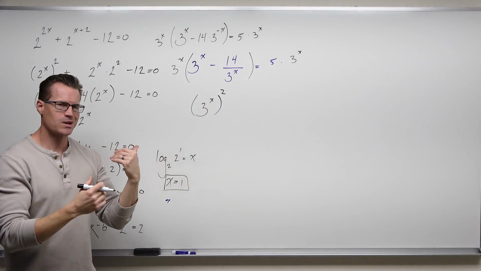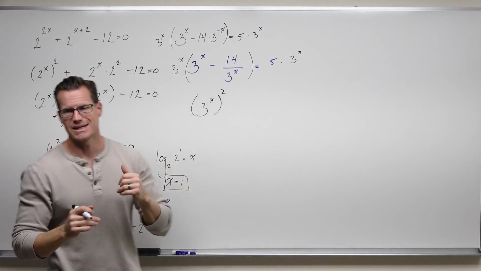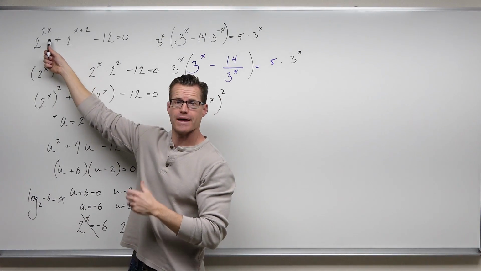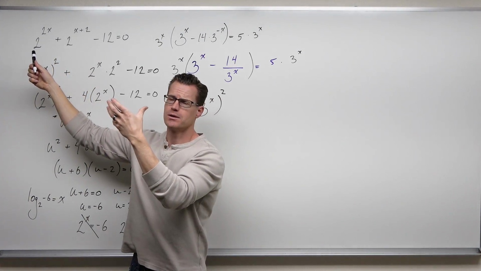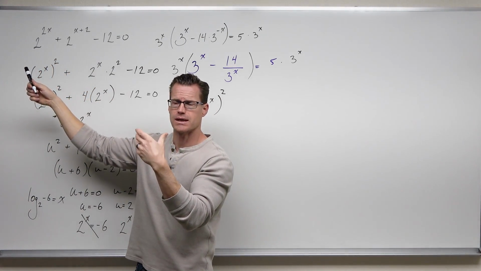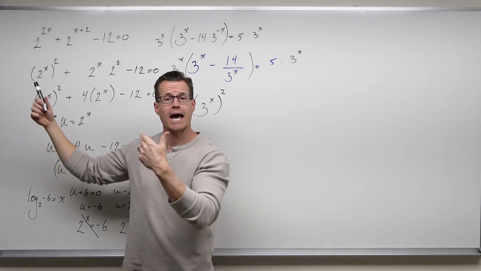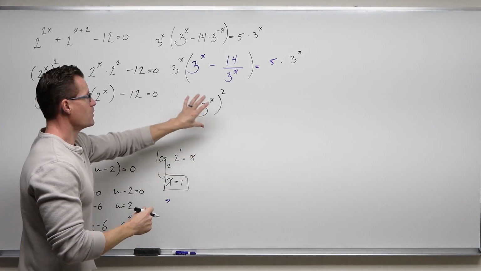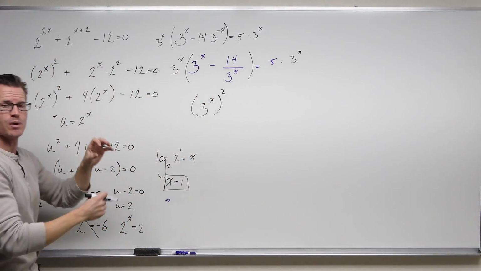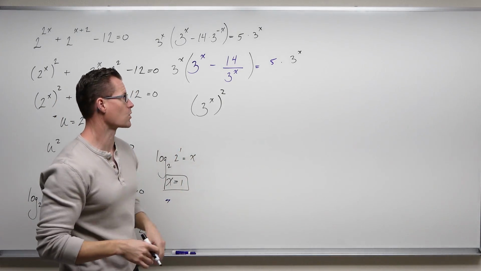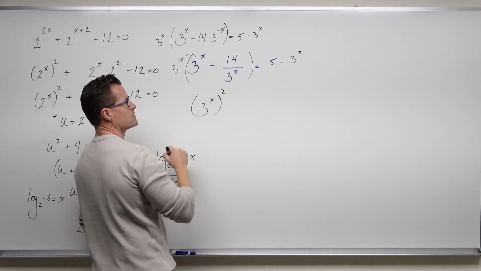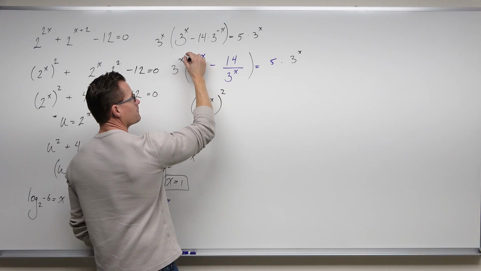Could you write it as 3 to the 2x? Yes, but you're going to get exactly what you got here. That's where that came from. It came from 2 to the x times 2 to the x. That gave you 2 to the 2x, which we had to write as 2 to the x squared. So this is the same thing as that, but we've written it more appropriately for our substitution to work. That gives you 3 to the x quantity squared.